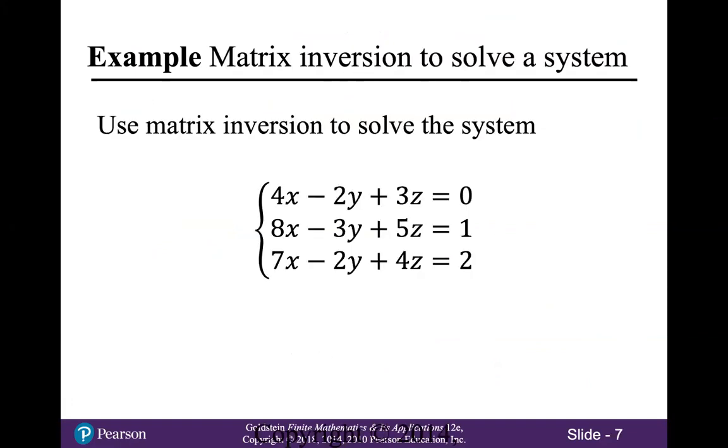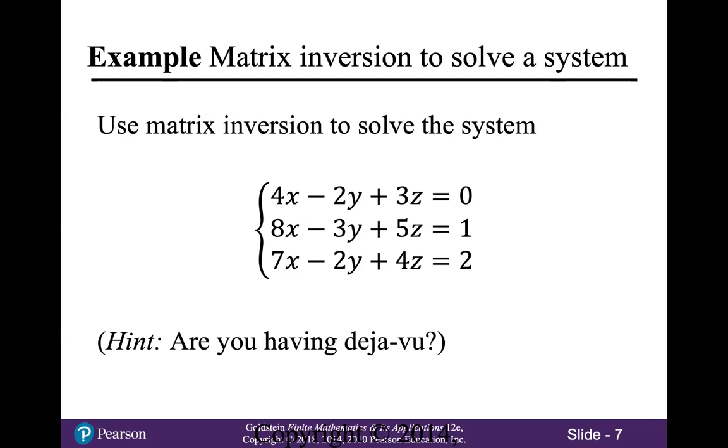All right, so we're going to use matrix inversion to solve this system. 4x minus 2y plus 3z equals 0. 8x minus 3y plus 5z equals 1. 7x minus 2y plus 4z equals 2. And as a hint, I will ask, are you having deja vu? All right. And I'll give you another hint. Remember, we talked about how to use the inverse of a matrix to solve a system in the last section. In the last section, it was all 2 by 2, but that doesn't matter.